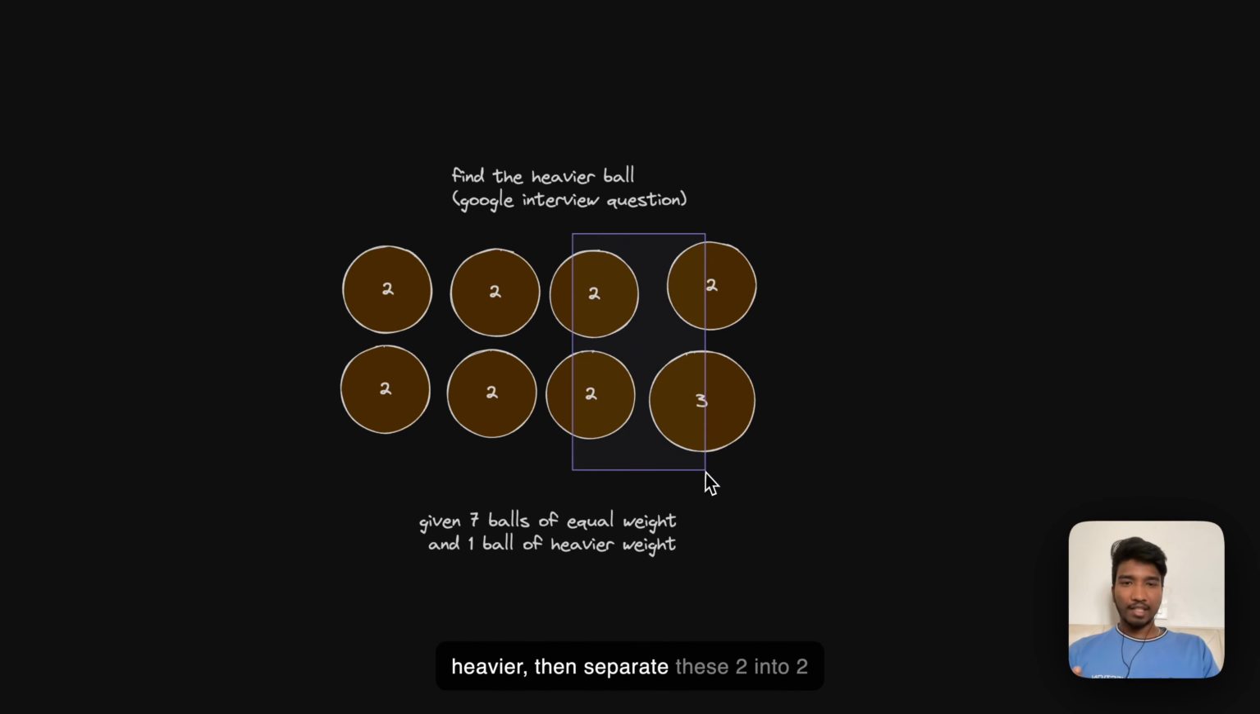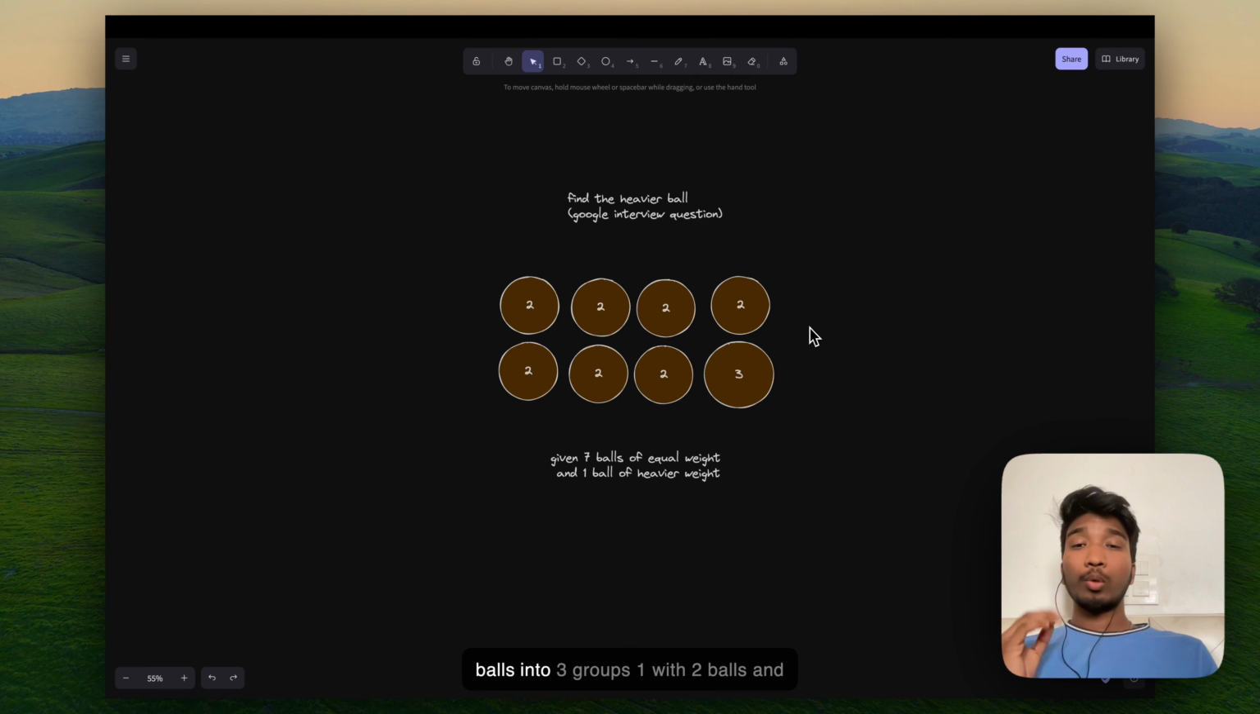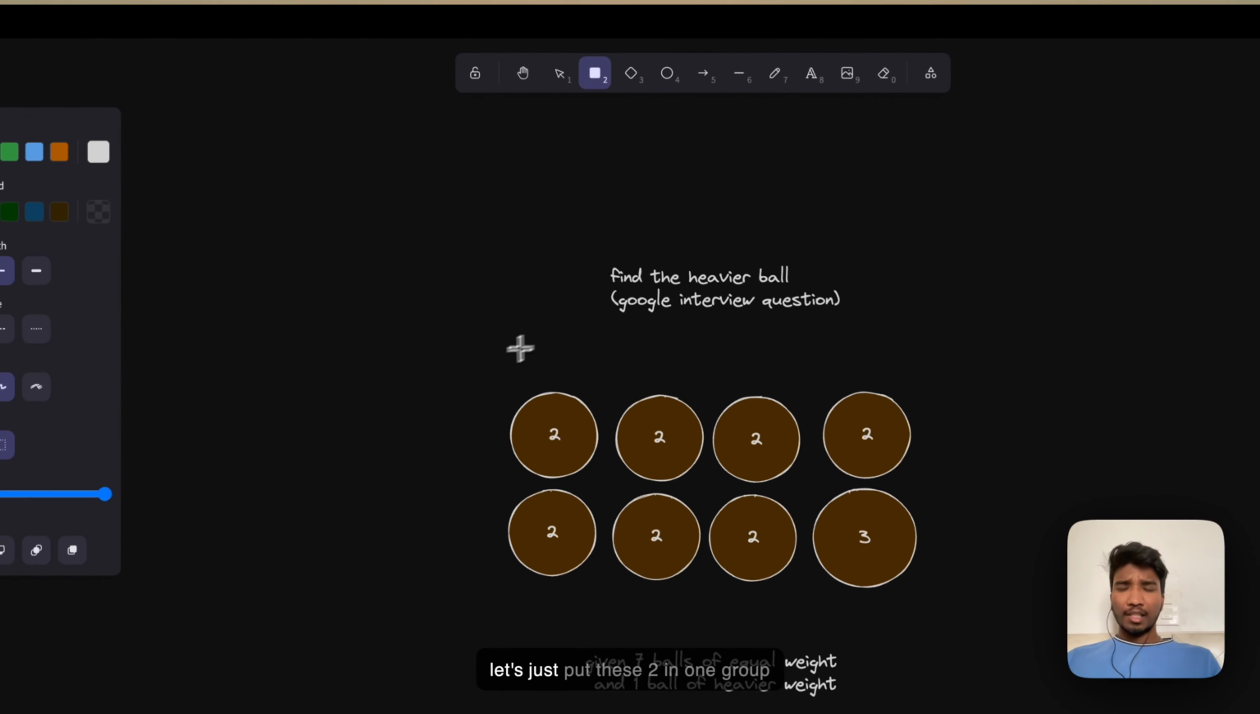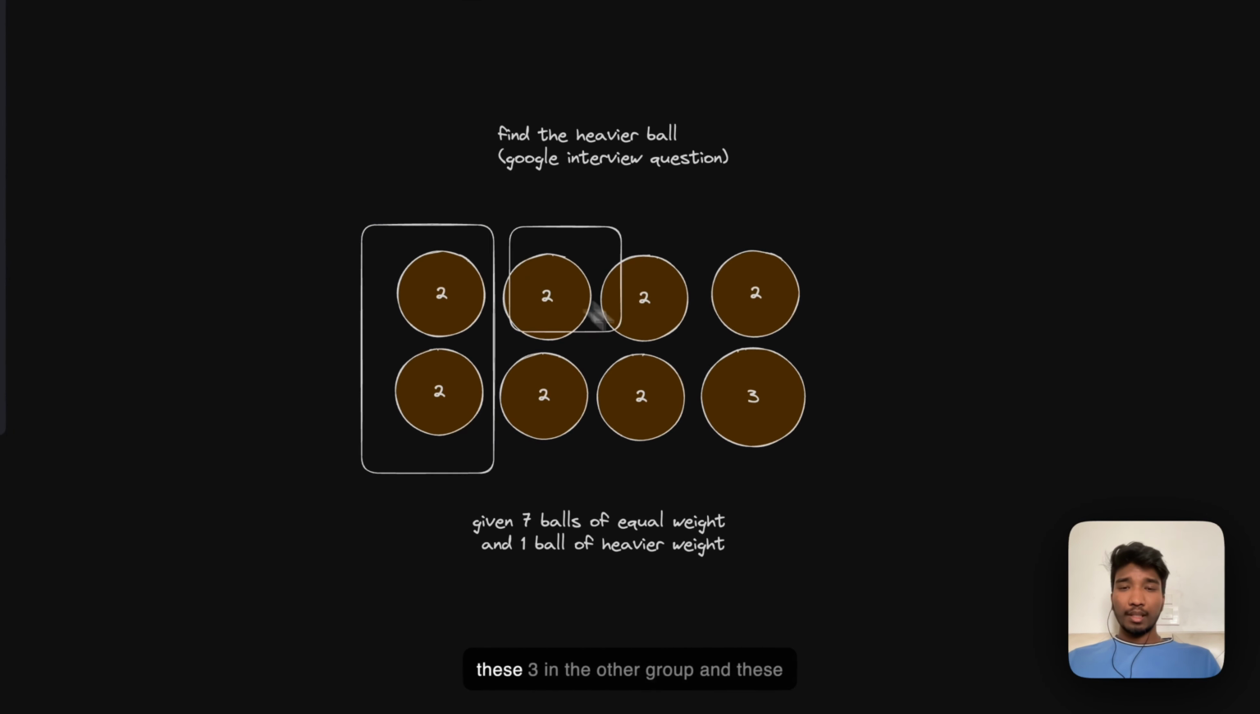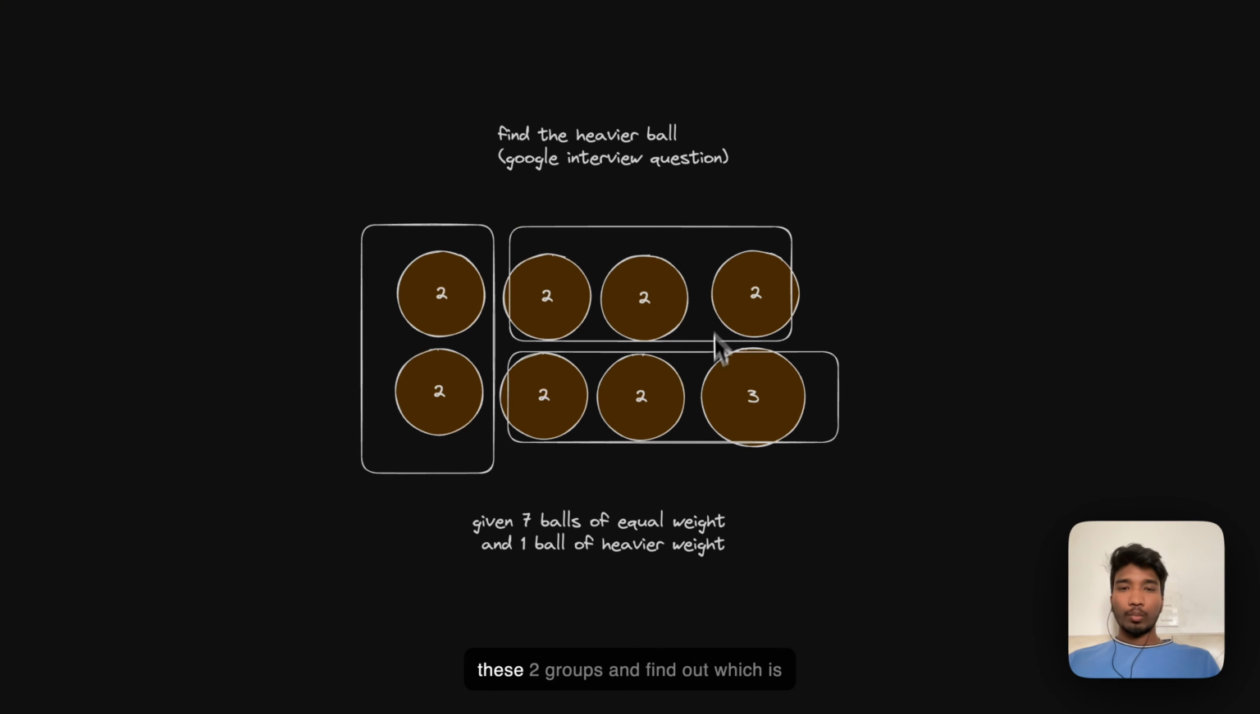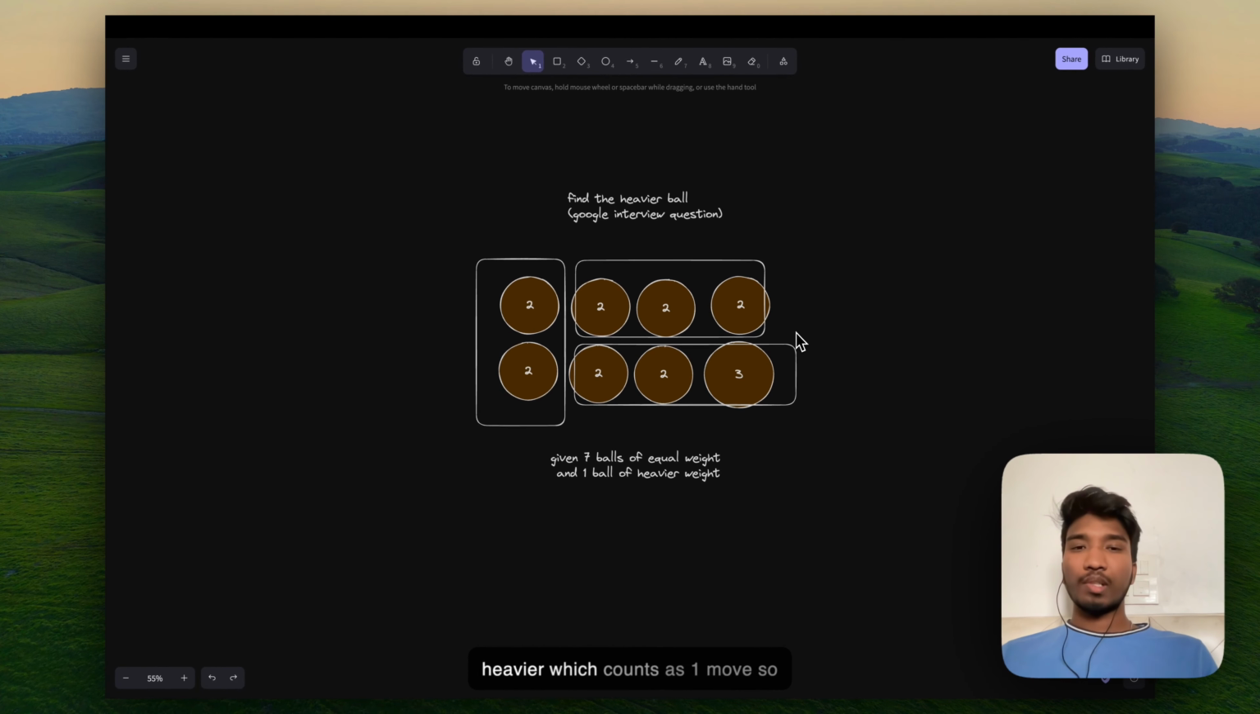Now, listen carefully. You have to divide these 8 balls into 3 groups. One with 2 balls and the other 2 with 3 balls each. So let's put these 2 in one group, these 3 in the other group, and these 3 in the other group. Now you weigh these 2 groups and find out which is heavier, which counts as 1 move.